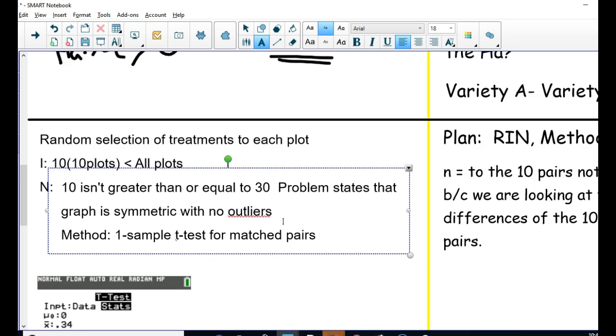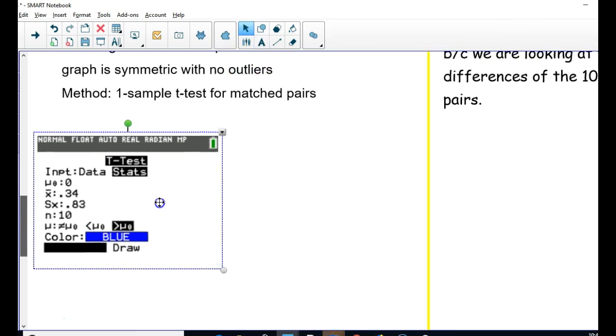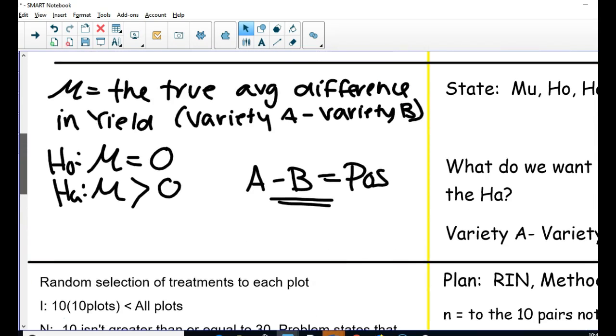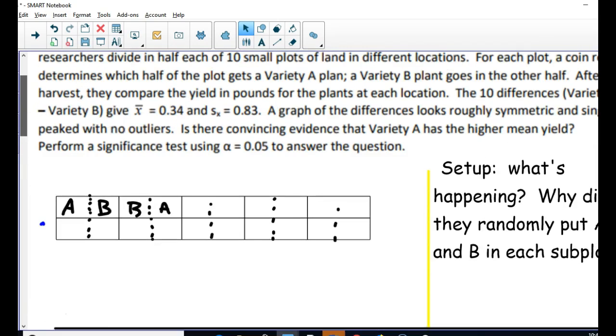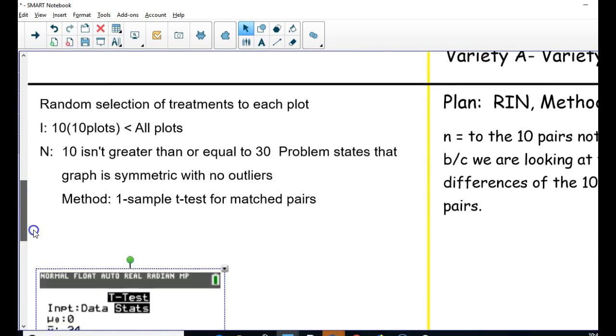All right, now we're in the do part, and I already plugged in my calculator. If you need help, just remember that we're dealing with statistics now. We don't have data. So we have 0.34 as our x bar. How do I know that? I know that because it tells us right here. And our Sx is 0.83.